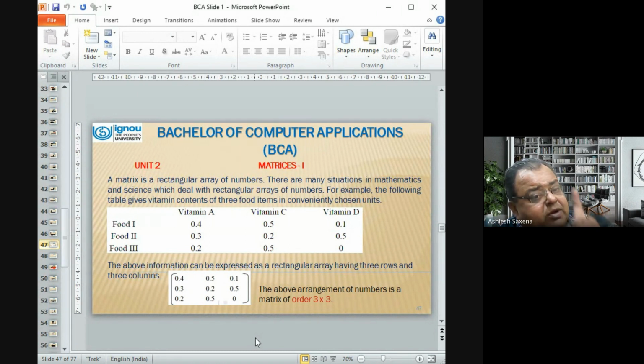Remember, number of rows comes first. R comes first. There are three rows. Rows are horizontal and columns are vertical. These are the columns and these are the rows. These are the rows and these are the columns. Number of rows comes first.